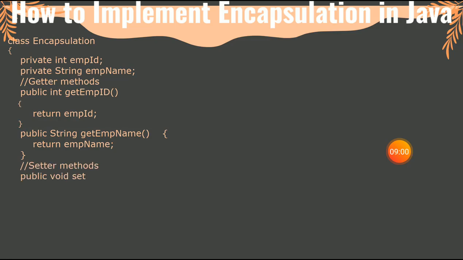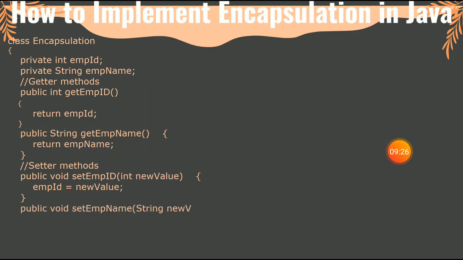And now after the getter methods we'll use setter methods. The setter method will set the value into the proper variable. So here the setter method is public void setEmployeeID(int newValue), so the new value will be assigned, and that variable will now carry the new employee ID value. Then public void setEmployeeName(String newValue), so here employeeName gets the new value.